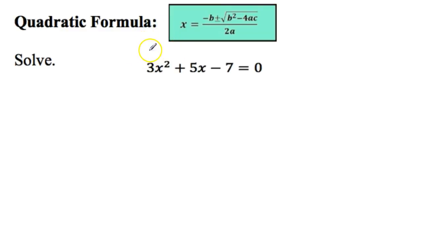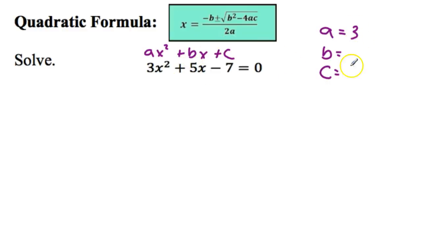First, you need to look at the standard form. The general quadratic equation is ax squared plus bx plus c. And then you need to figure out what is a, what is b, and what is c. So in this one, a is going to be 3. The b is going to be a 5. And the c is going to be, there's a minus sign there, so it's minus 7.